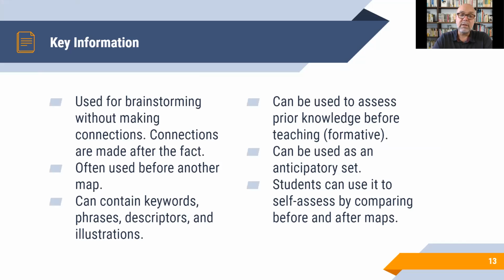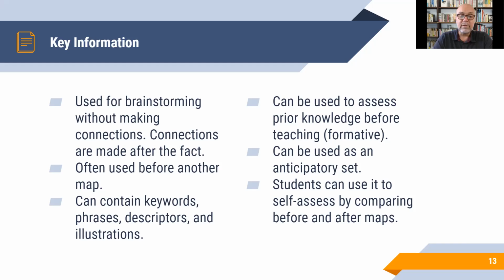Key information. So, as I said before, thinking map or circle maps are used for brainstorming without actually making connections. So in other words, the kids aren't trying to think about whether the information they're brainstorming would fit into various categories or could be compared to other information. They're just trying to get it out onto the page, onto the map, and they can worry about connecting it later. Very often, and we'll talk about this in a little while, circle maps are used in combination with other maps because they're like a starter map.